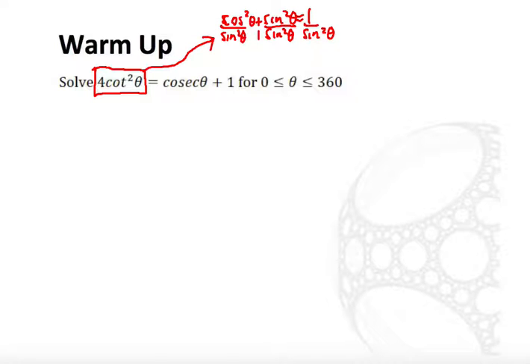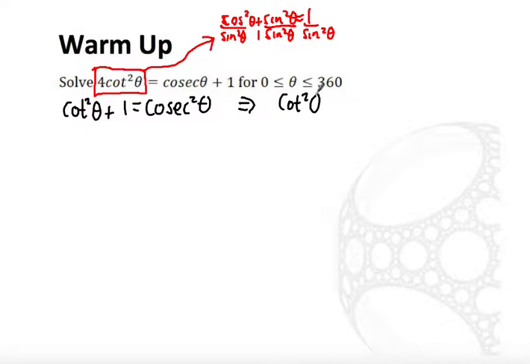Okay, so the identity that I'm going to be using is going to be cot squared theta plus 1 equals cosec squared theta. And this isn't quite the substitution I want, so I'm just going to rewrite and make sure that I'm clear of the substitution that I'm using. Cot squared theta equals cosec squared theta minus 1. So now I'm going to substitute this into the equation.